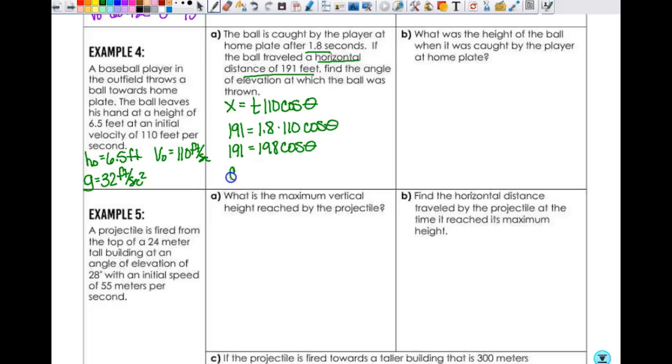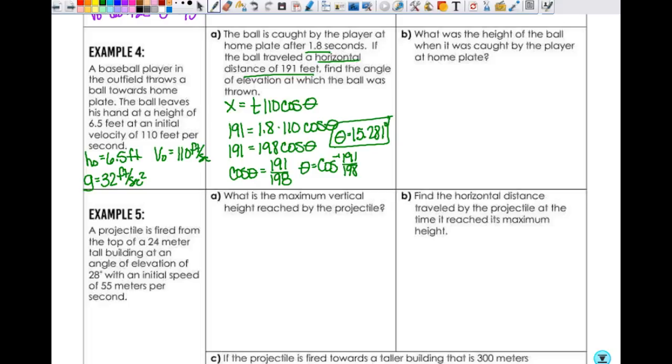That means that cosine theta is equal to 191 over 198. So I take the cosine inverse. Theta is equal to the cosine inverse of 191 over 198. So that means I get that theta is equal to 15.281 degrees. And then store that answer because you're going to need it.